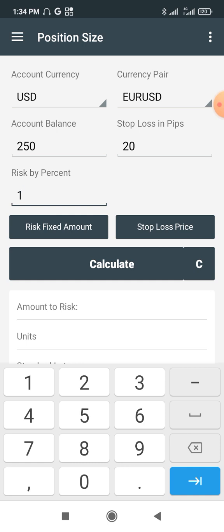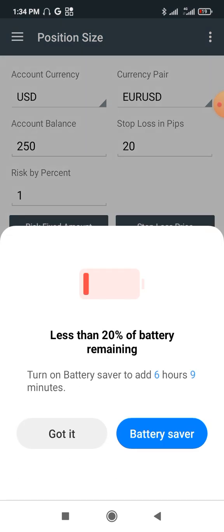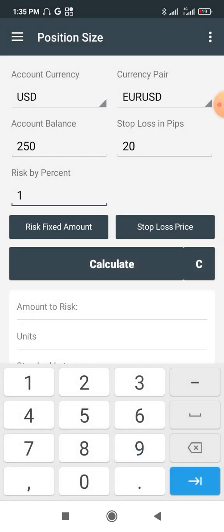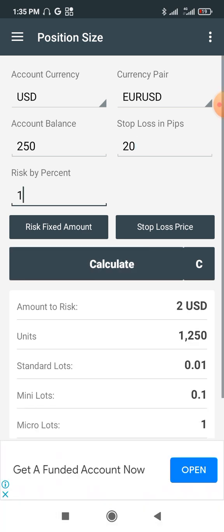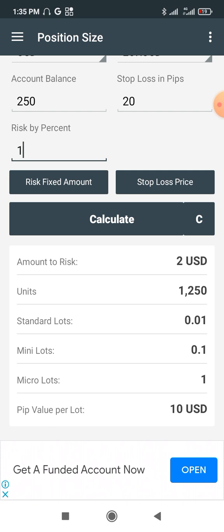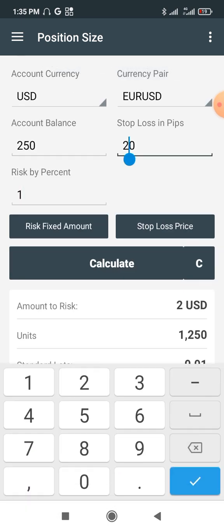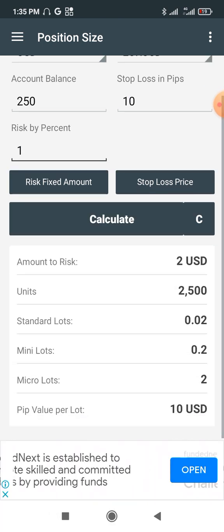It's very simple. As I've said, the account currency is USD, the currency pair you want to trade is EUR/USD, and you put in the account balance of your trade there. Then the stop loss in pips. How many pips are you risking on that trade? Is it 20? Good. How many percent of this $250 are you risking? 1%. Good. So you know you are using 0.01 lots. Now if you are risking 2%, you are going to get 0.02. Do you understand the logic?